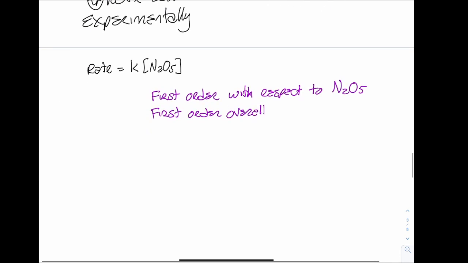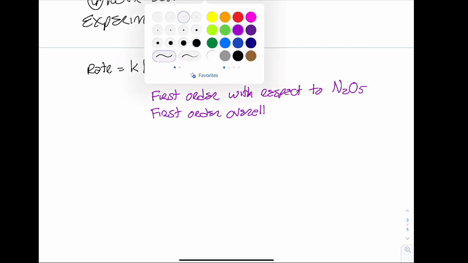What that means for us is that whatever I do to the concentration of dinitrogen pentoxide also happens to the rate. So if I double my concentration of N2O5, my rate is going to double. If I triple my concentration, my rate is going to triple. If I cut my concentration to a fifth, then my rate is going to be cut by a fifth, or cut 5 times, whatever the proper way to say that is.